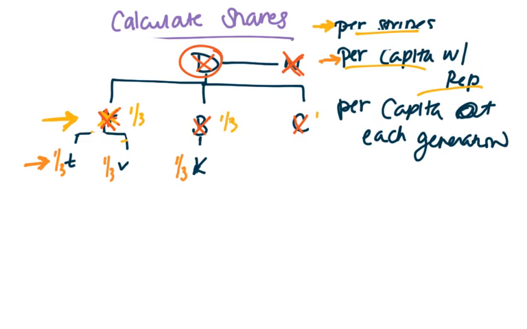and then, oh wait, if C has died, then what happens? Well, it complicates everything because we've got to put C's share back here, so really it would be half and half. And then this would drop down, and this would drop down, and so the half would be split amongst T and V, so T would get a quarter, V would get a quarter, and then K would get half. So that's with per stirpes. The next video will cover per capita at each generation.